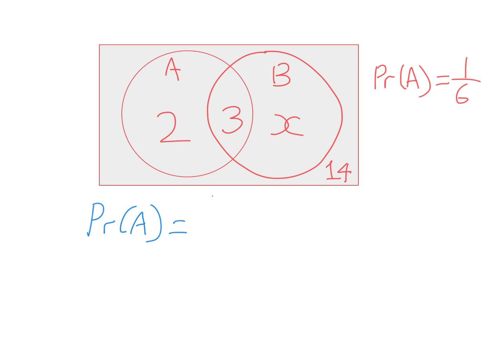So the number of choices we have is 5. The total number of choices is 14 plus 3 plus 2 plus X. It's 19 plus whatever X is. So 5 over 19 plus X equals 1 over 6.